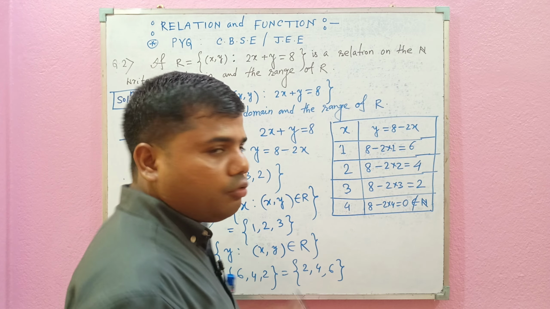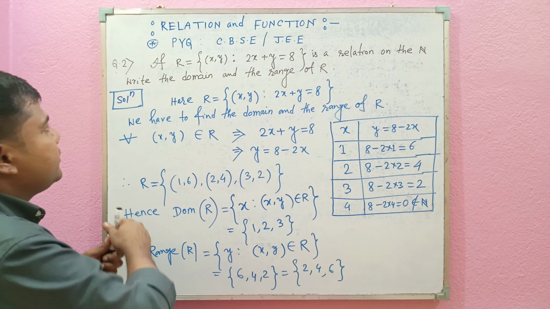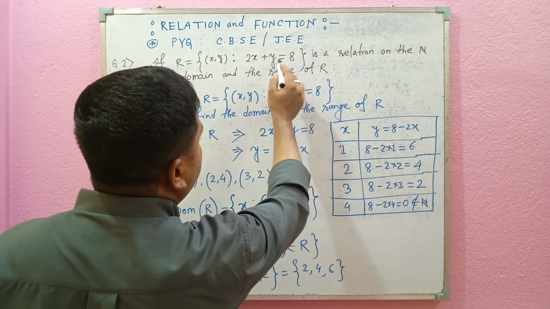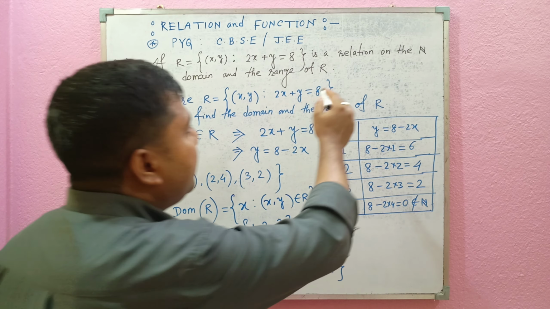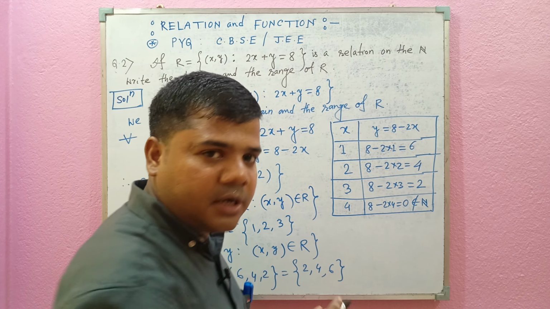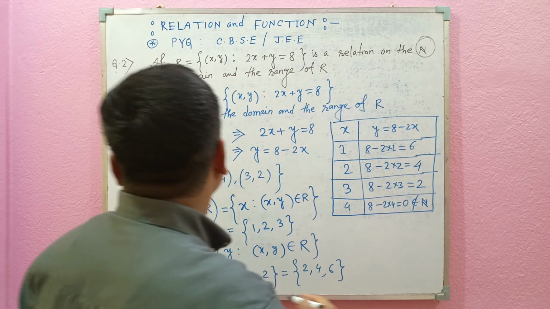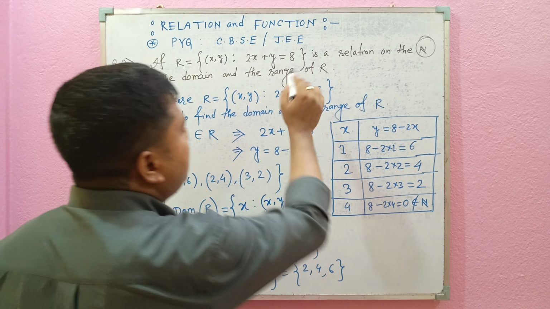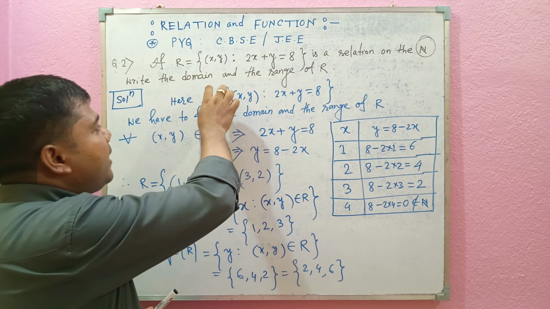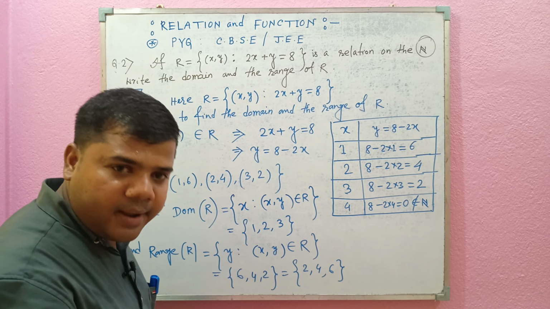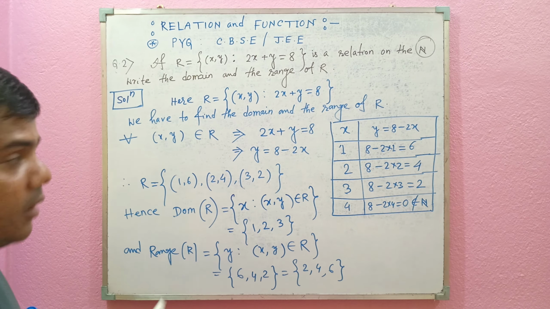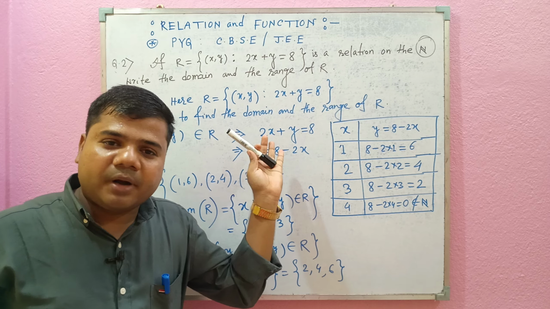Next, question number 2. It is given that R is the set of all x, y such that 2x plus y is equal to 8, a relation on the set of natural numbers. We denote the set of natural numbers by N. Write the domain and the range of R. We have to find the range and the domain of the relation R.